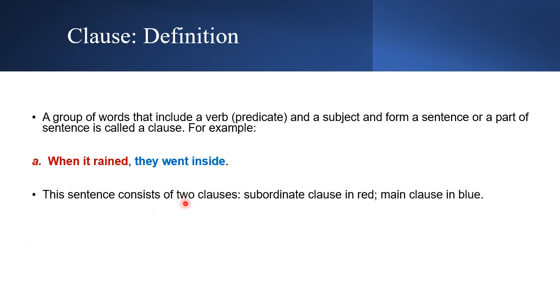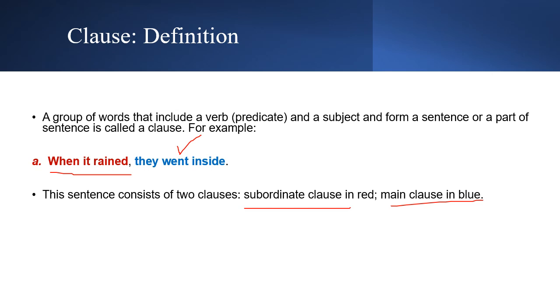This sentence consists of two clauses. One is the subordinate clause in red, and one is the main clause in blue, and the one here in blue is the main clause. Now if you don't understand subordinate clause or main clause, I would simply give you a very simple solution to that. A subordinate clause is an incomplete sentence, which means it cannot stand on its own. It does not give you full sense. And a main clause is a complete sentence. It can stand on its own. It can give you full sense.